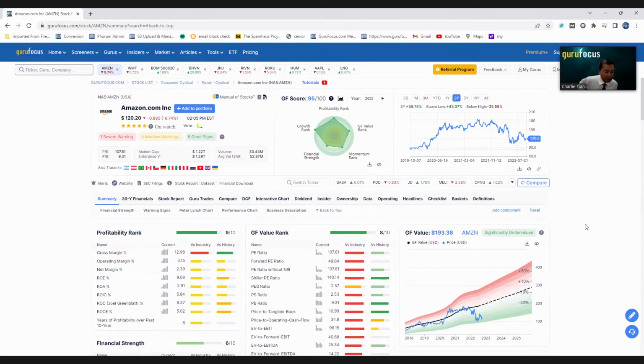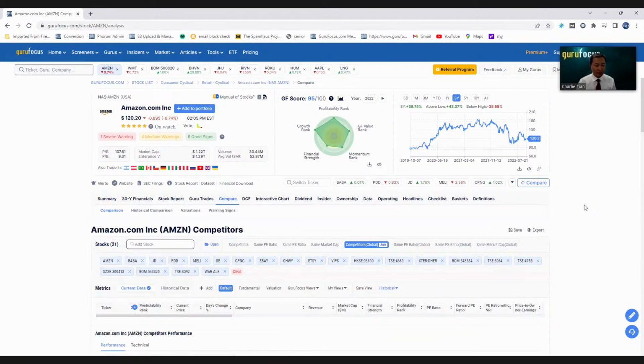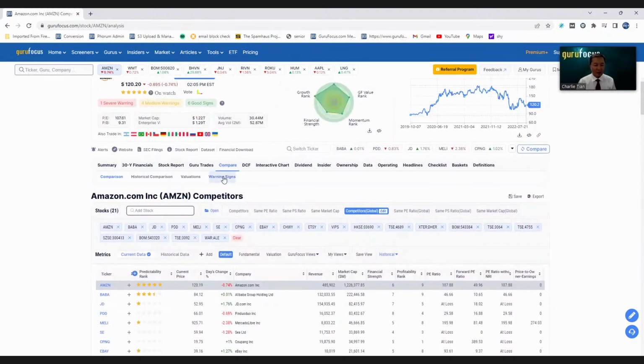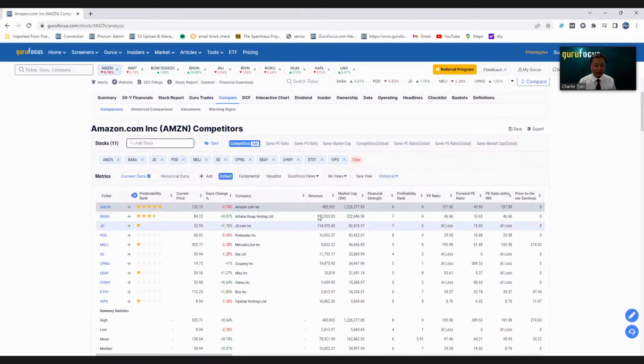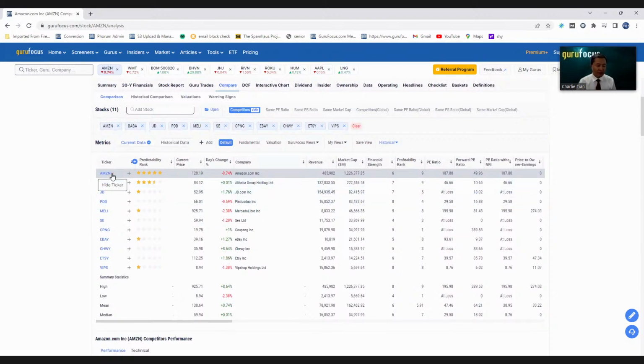That's for the stock summary page. And we also improved the compare button here. So now when you come here, you just click on compare, and the companies will be listed for you automatically. Because I have Amazon here, it lists other online platforms such as Alibaba, JD, PDD.